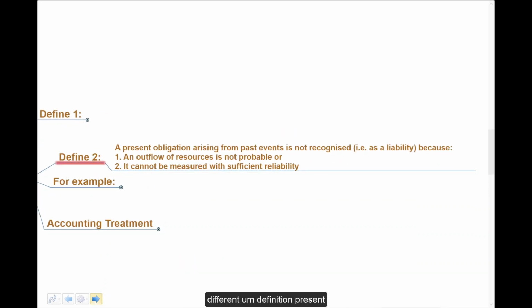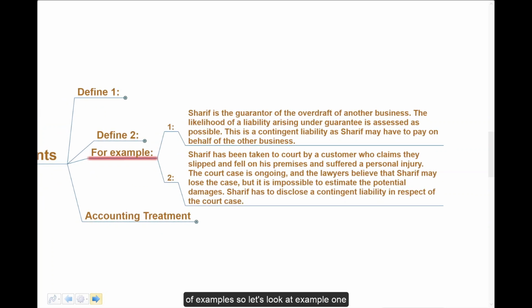There's a slightly different definition. A present obligation arising from past events not recognized because outflow of resources is not probable. In other words, let's say it's possible, or it can't be measured. So this is a reference back up to the criteria up top for recognizing provisions. Well, it's not probable and it can't be measured. Okay, so to open this up a little bit, what about a couple of examples?